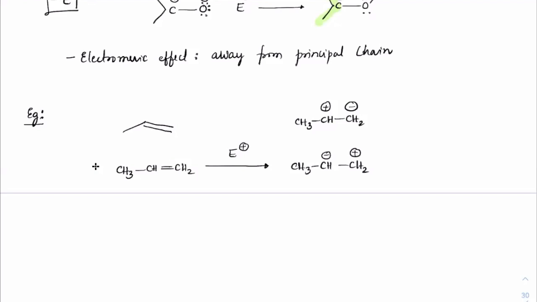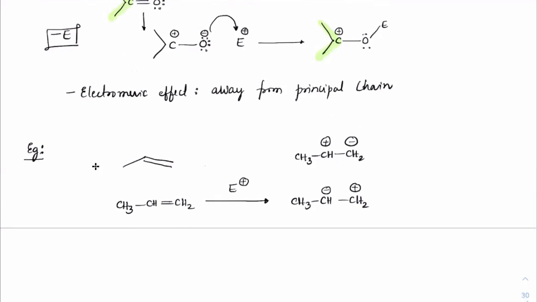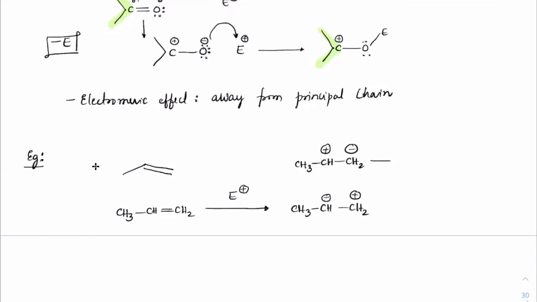This is the electronic rearrangement, and both of them are plus C effect only, because the minus charge is still moving around the principal chain. And as the electrophile gets combined with it now, we will get CH3, CH plus and CH2E. This is what is formed. In the other case we will get CH3, CH electrophile and CH2 plus.